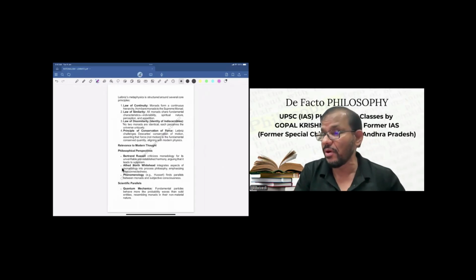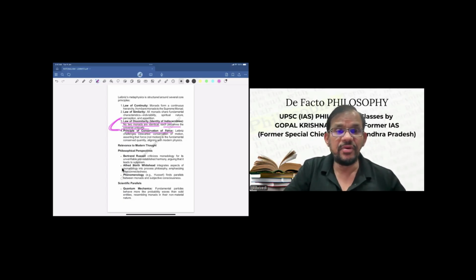Now, again, this is very important. See, no two monads are identical. Each perceives the universe uniquely. So even though the monads are innumerable in number, no two monads are identical. Then the principle of conservation of force. Leibniz challenges Descartes' conservation of motion, asserting that force, not motion, is the fundamental thing, aligning with modern physics. So again, the principle of conservation of force is an important theory or characteristic or law of monads.